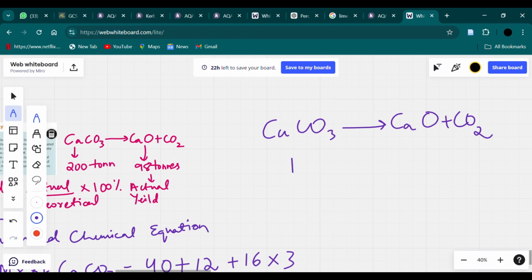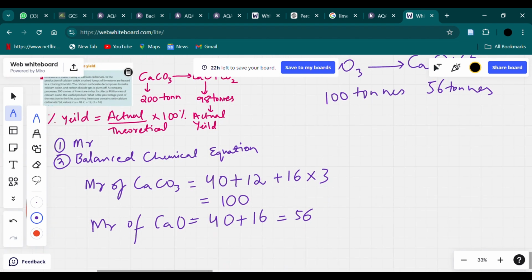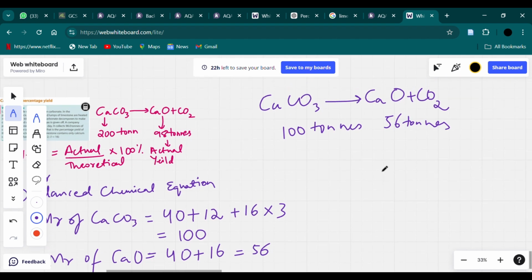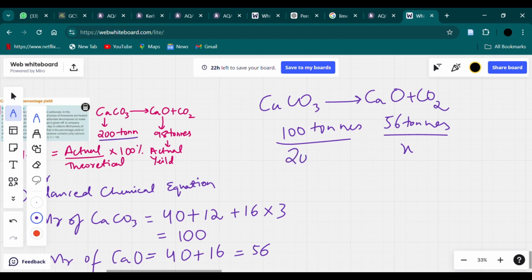If 100 tons is producing 56 tons of calcium oxide, this ratio we have taken from the formula masses of calcium carbonate and calcium oxide. If 100 tons of calcium carbonate is present, then how much calcium oxide would be produced? So if 100 tons of calcium carbonate produces 56 tons of calcium oxide, how much calcium oxide would be produced if 200 tons of calcium carbonate is present? We have taken these 200 tons from the given mass here.